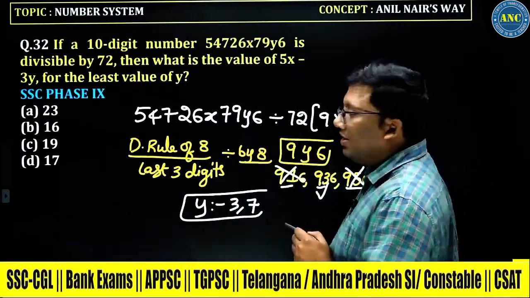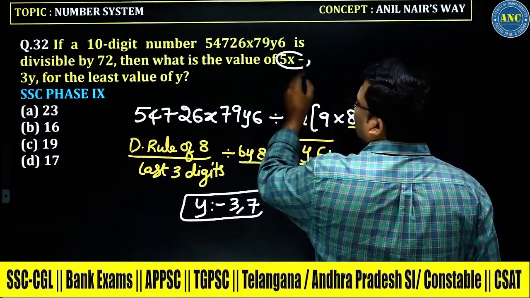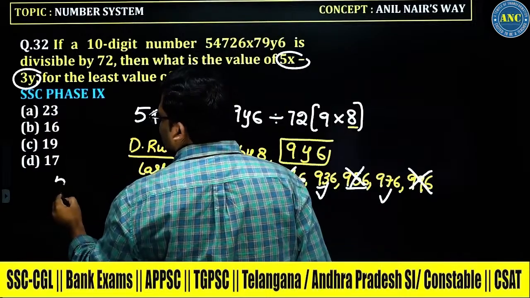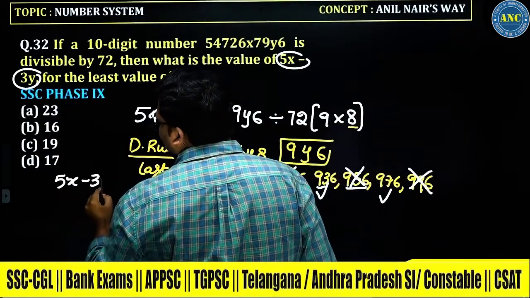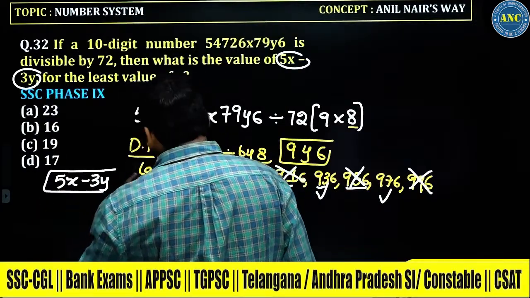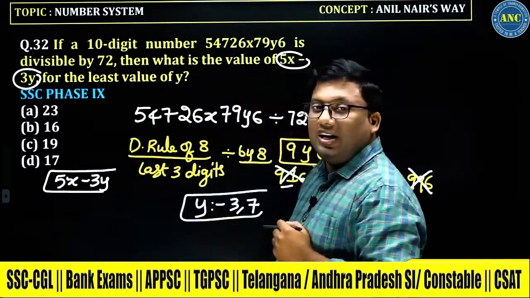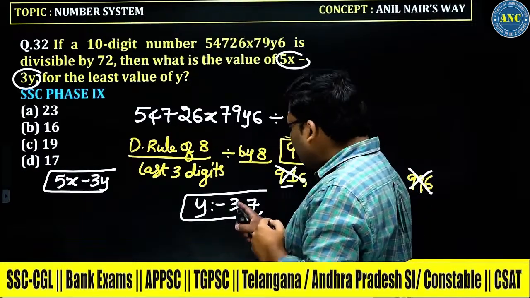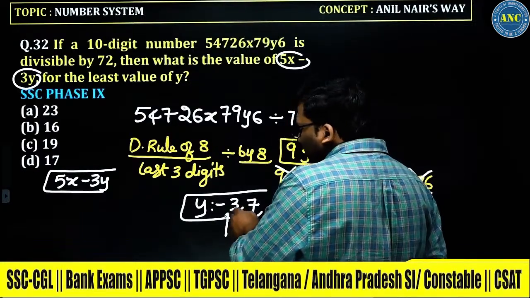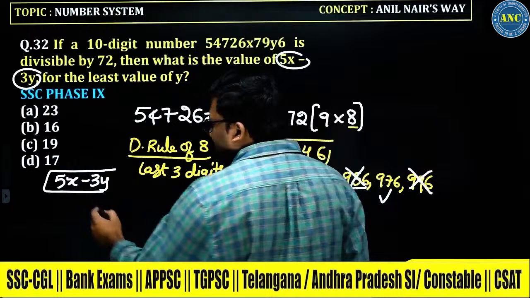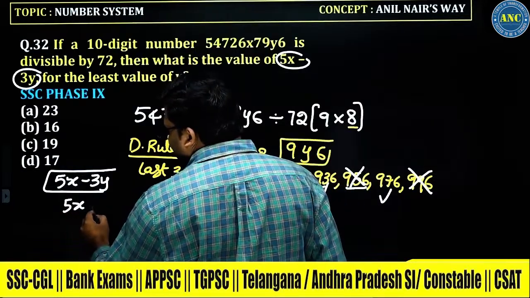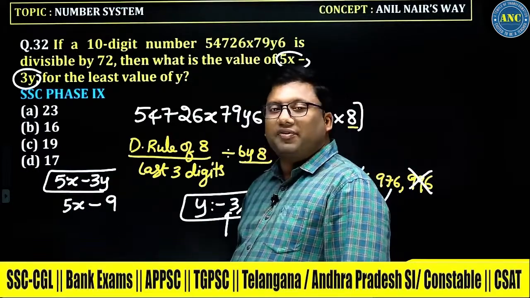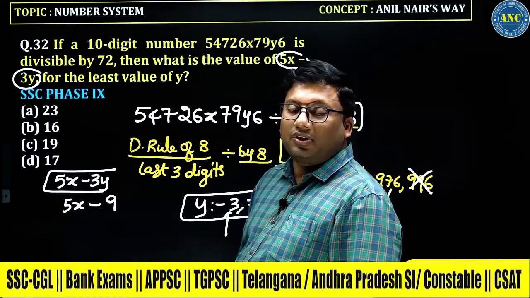He is asking what is the value of 5x minus 3y for the least value of x. Now see here, the least value of y is 3. That means it is 5x minus 9. 3 3s are 9. 9 when divided by 5: 5 1s are 5, 5 2s are 10.